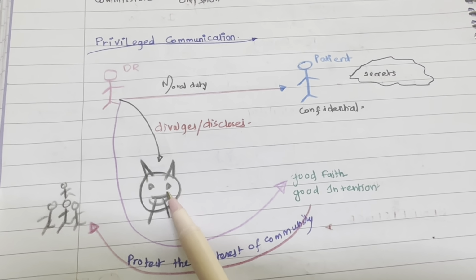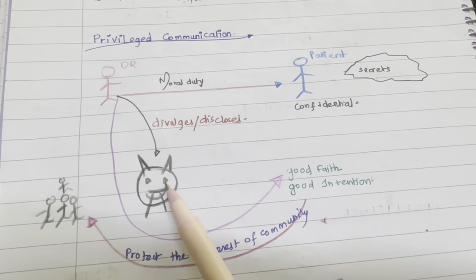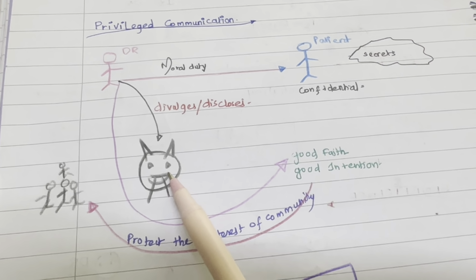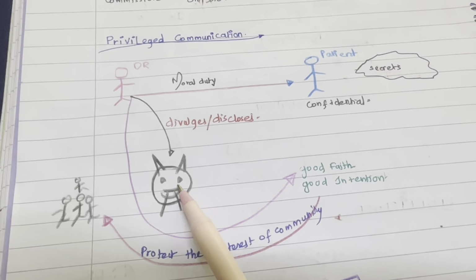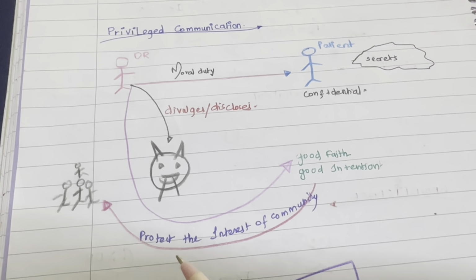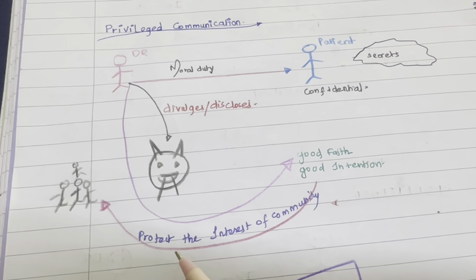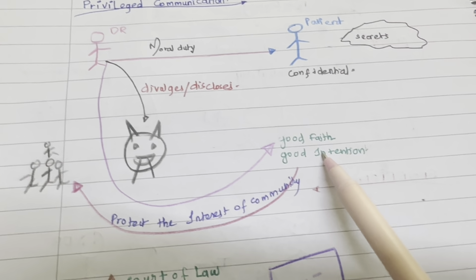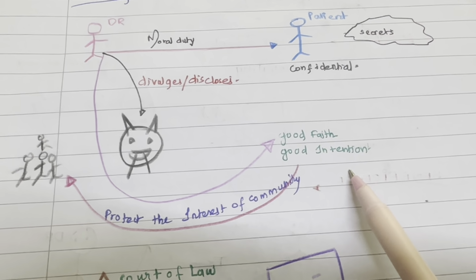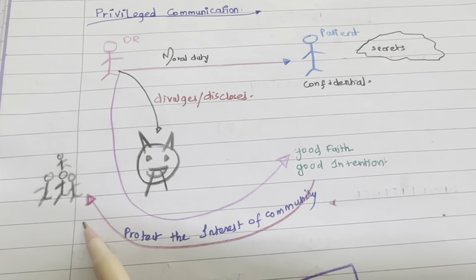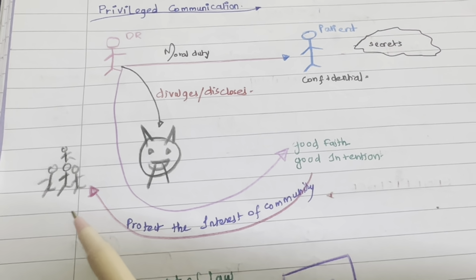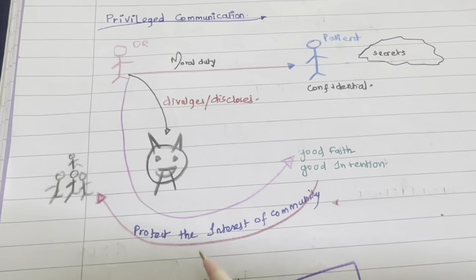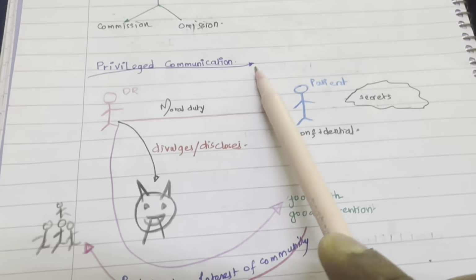This communication or disclosure of confidential information is given privilege because the doctor divulges or discloses information in good faith and with good intention to protect the interest of the community under legal, moral, and social obligation. This communication is also known as a privileged communication.